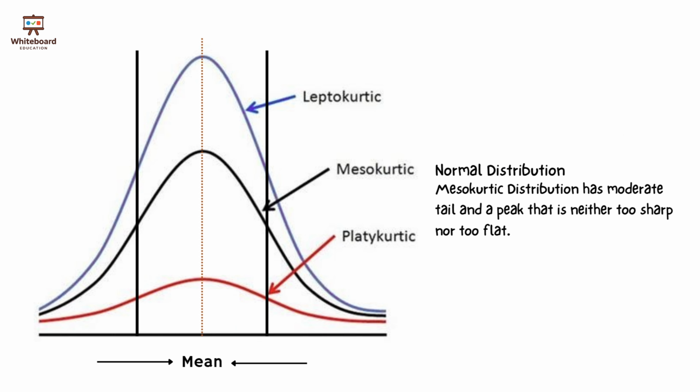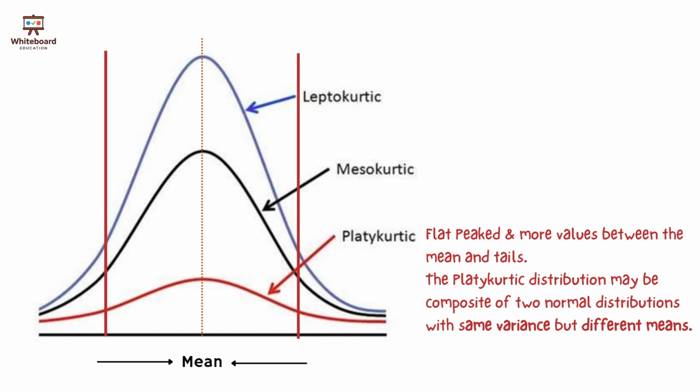It is a distribution that has a moderate tail and a peak that is neither too sharp nor too flat. Lastly, we have the Platykurtic distribution. It may be a composite of two normal distributions with the same variance, but different means, because there are many values between the means. I hope you got it now.